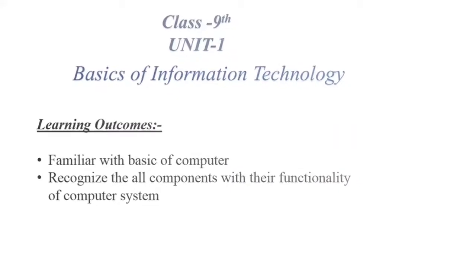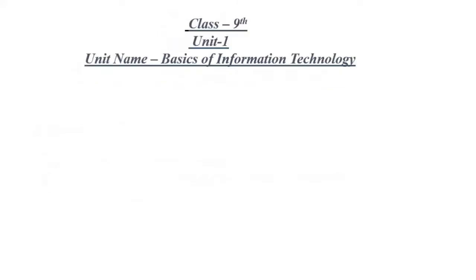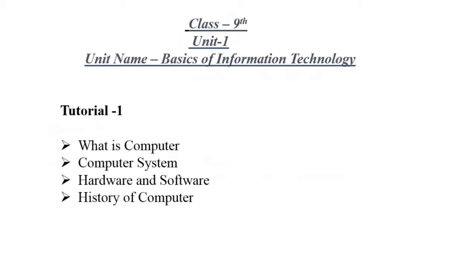So these you are going to learn here in this chapter. Okay, now I have divided each unit in different tutorials, so we will cover all tutorials one by one. So this is tutorial number first, and what we are going to learn in this tutorial: what is computer, computer system, hardware and software, then we'll learn about history of computer. Next topics will cover in next tutorial.